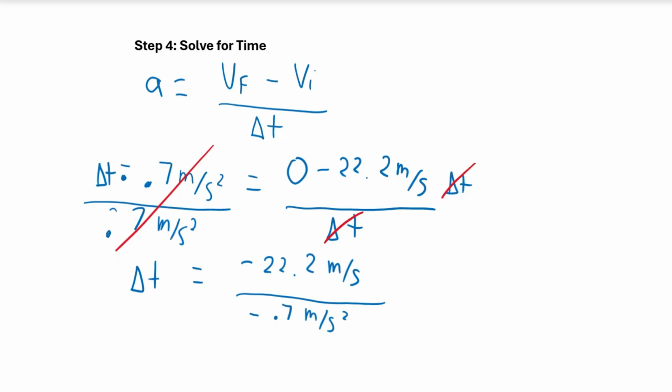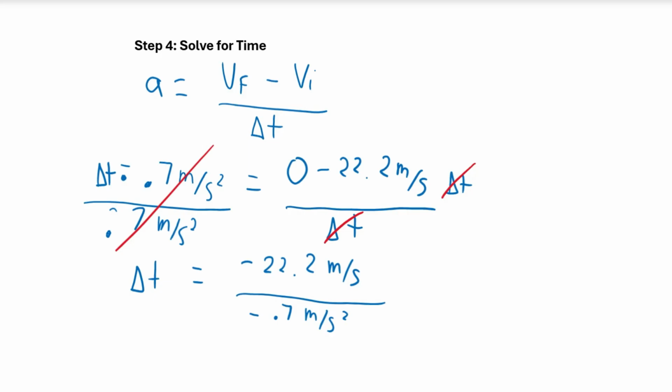This is really important because notice how both the numerator and the denominator are negative. So what happens is that cancels out and we're left with a positive value. This is important because if you have a negative value for time, that means you did something wrong. Time is a scalar quantity. It can only be positive. So make sure you're aware of that.